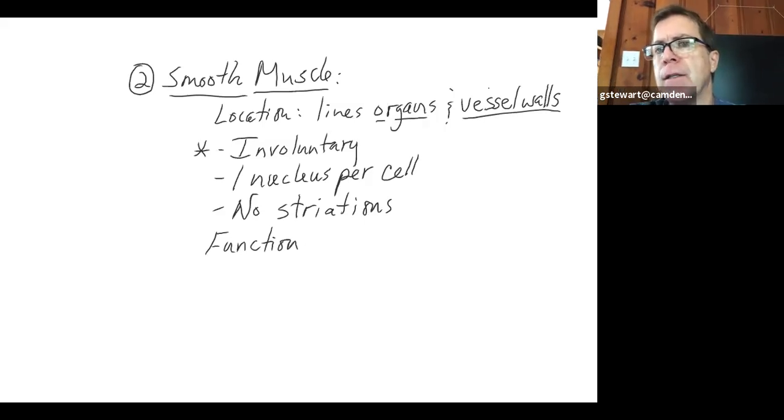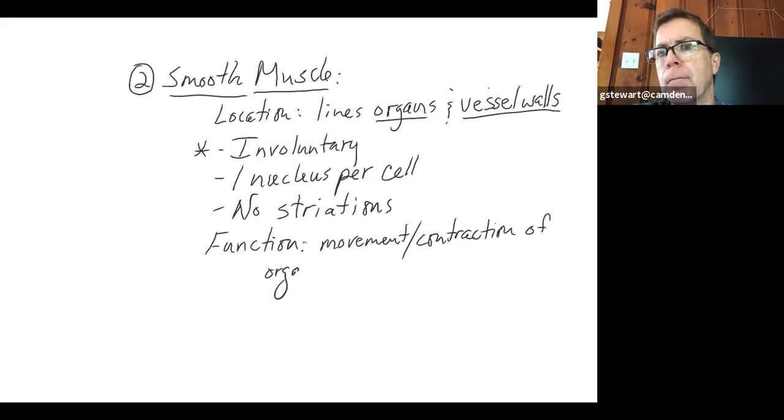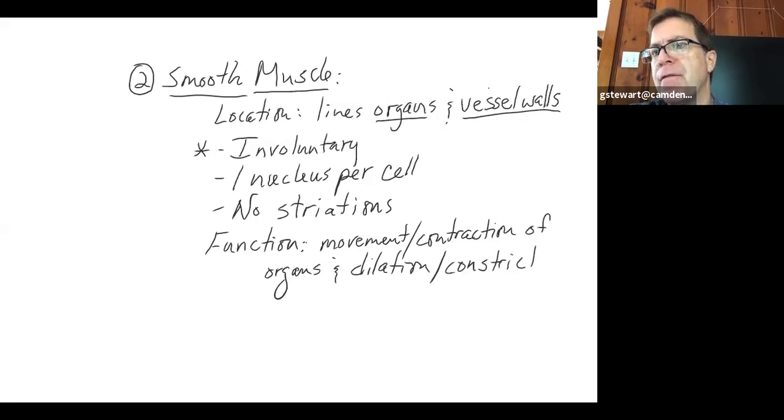Its main function, there's several, it's really to regulate or control organs and vessel walls. So the function is movement, contraction of organs and dilation, constriction of vessels. How our blood vessels can dilate, get wider in diameter, or constrict, get smaller in diameter, is through contractions or relaxation of smooth muscle in their walls.